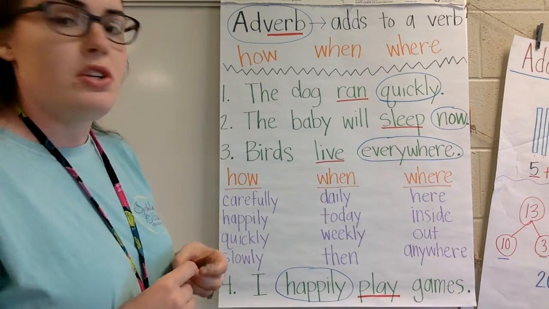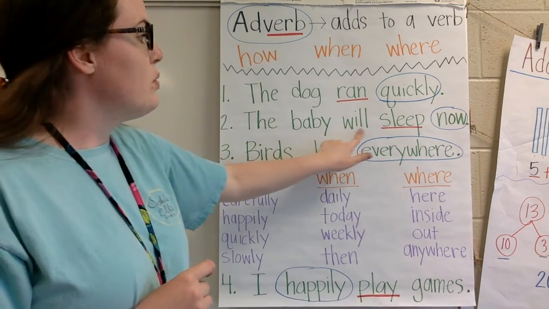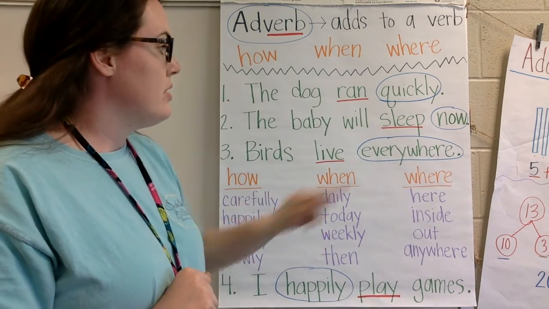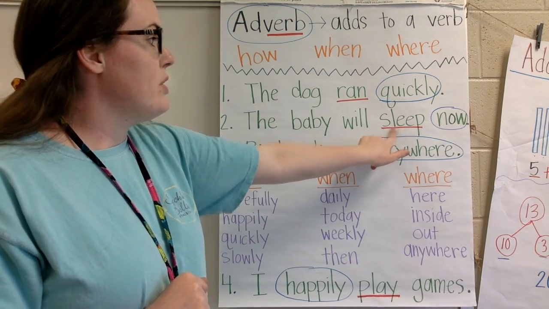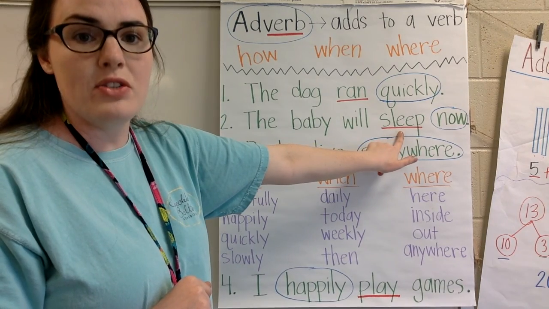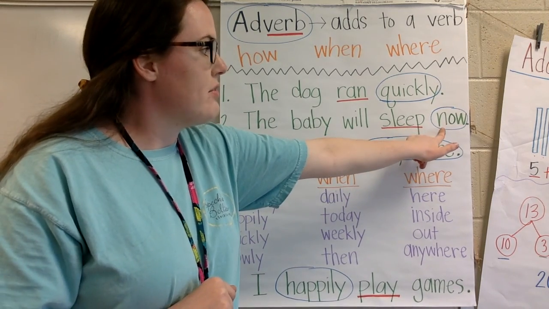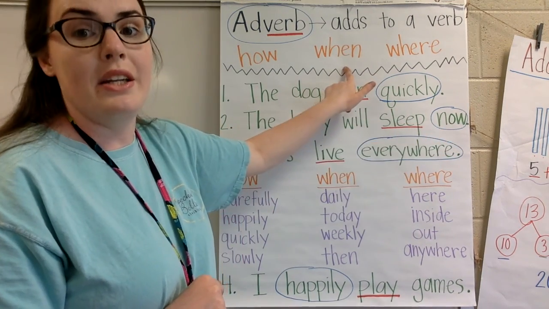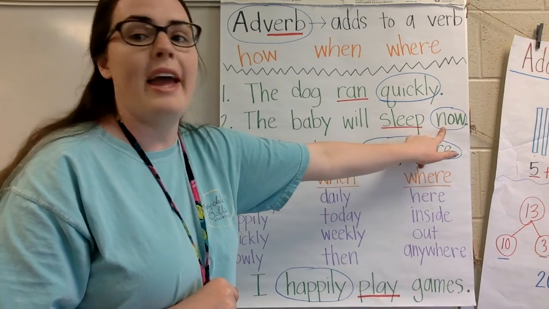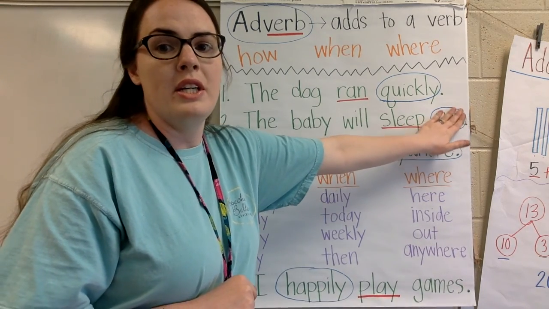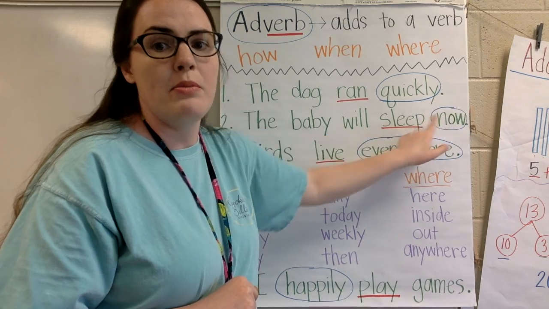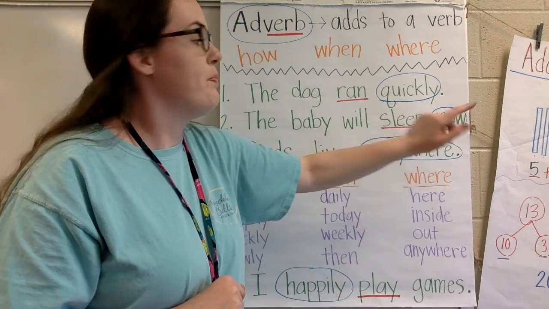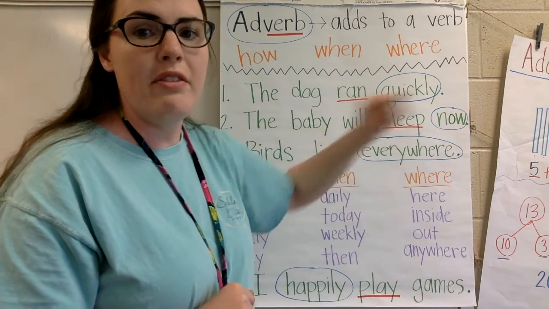All right, let's look at number 2. The baby will sleep now. All right, what is our verb? Sleep. The baby will sleep. That tells the action. And if you look right after, this is our adverb. This is an adverb that is telling when. The baby will sleep now. So not only will the baby sleep, but the baby will sleep now. This helps tell when the baby's going to sleep. All right, so now is our adverb in that one.